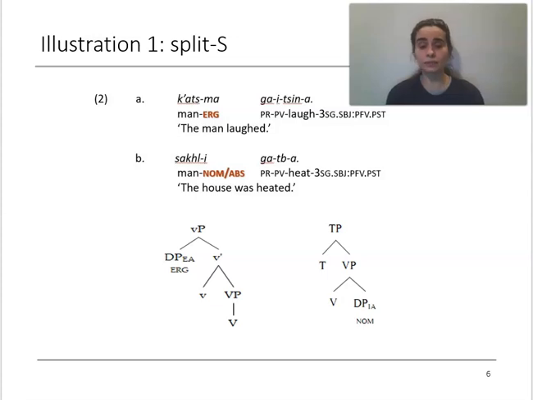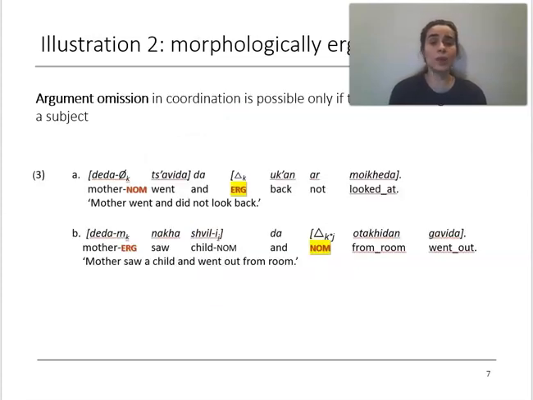The second example which I want to provide here is how do we know that Georgian ergative is morphological ergative and not syntactic ergative? We say that it's a property of the language, but how can we check this? This can be checked by different syntactic diagnostics, such as reflexivization, subjecthood diagnostics, argument omission, and so on.